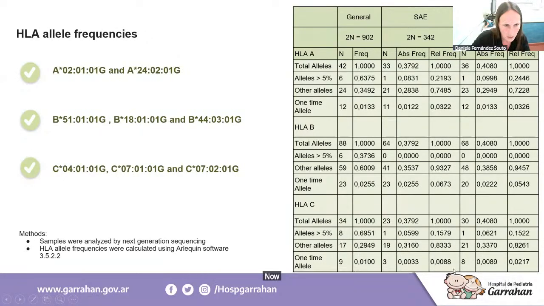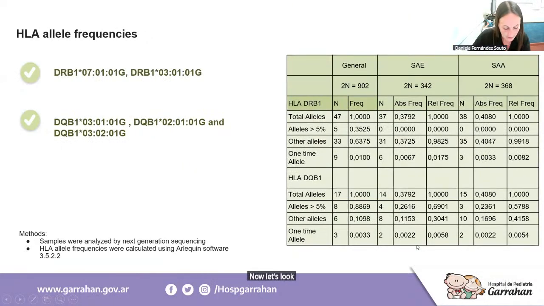Now, let's look at class 2. For HLA-DRB1, we identified 47 alleles. 5 of them were relatively common, making up about 35% of the total frequency. The most frequent allele was 0701, followed by 0301, while 9 alleles are rare, appearing only once.